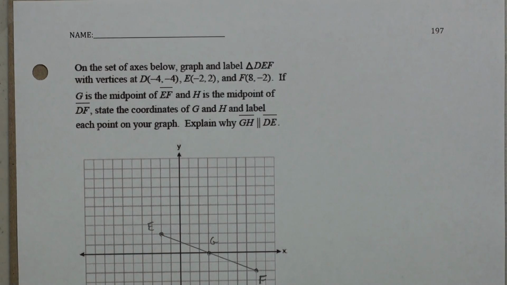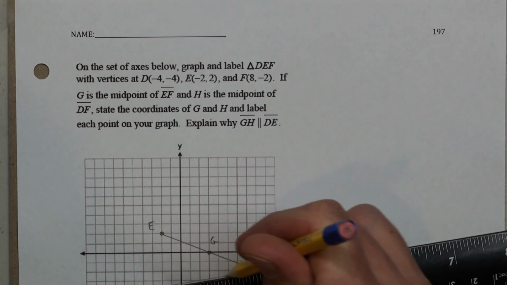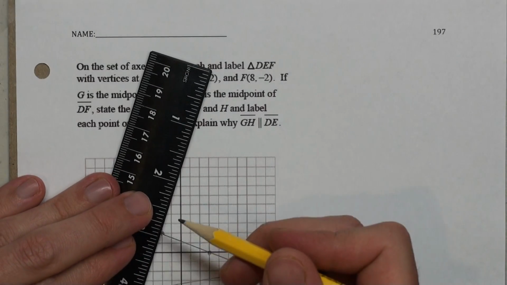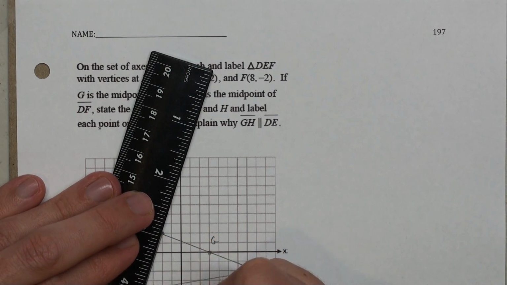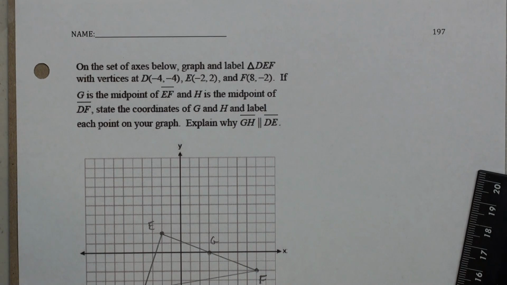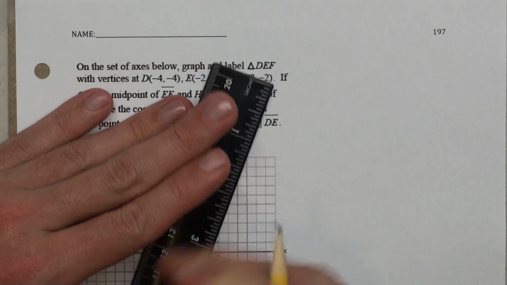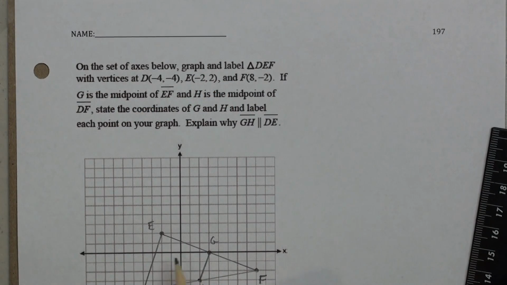And H is the midpoint of DF. So apparently what we have here is a triangle. H, so I'm going over 1, 2, 3, 4, 5, 6, 7, 8, 9, 10, 11, 12 to the right and 2 up, so I'll go 6 to the right and 1 up. 1, 2, 3, 4, 5, 6, and 1 up. H, so this is a mid-segment, right? It connects the midpoints of two sides. So these two sides are parallel.